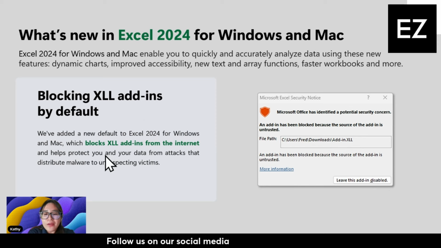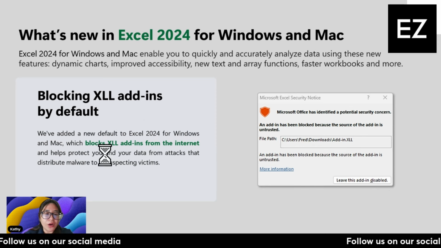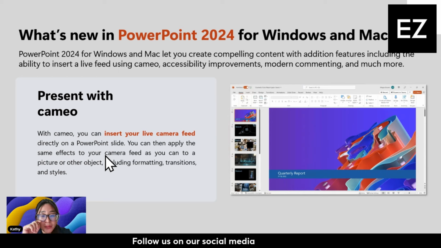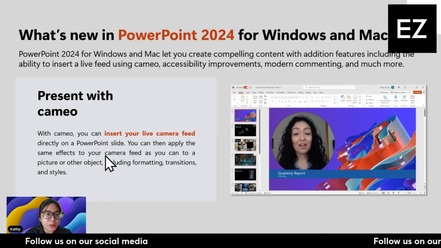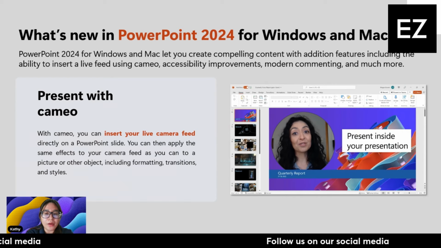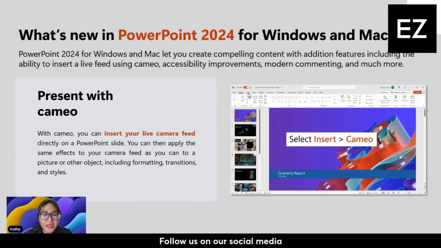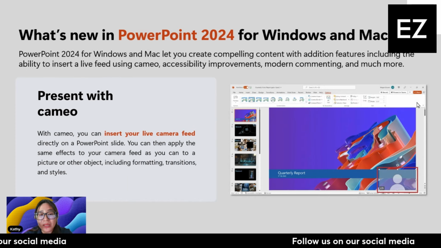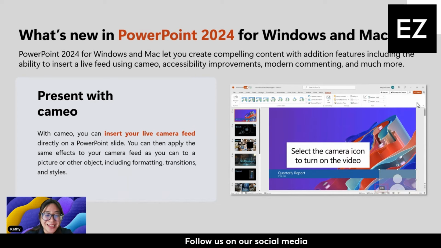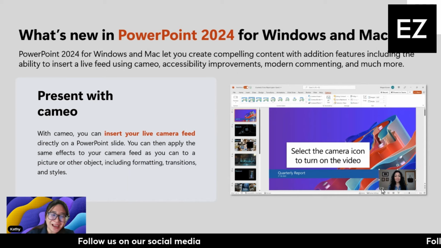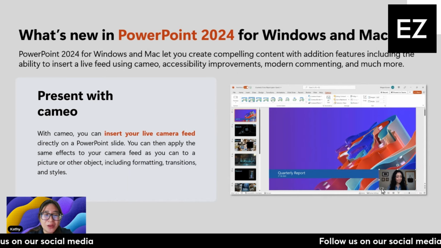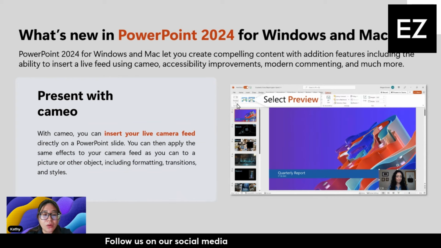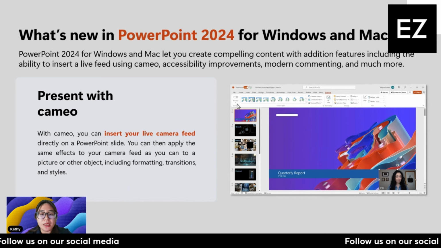One of my favorites would be PowerPoint. This is actually one of my favorite features in PowerPoint. With the new PowerPoint in 2024, you can present with Cameo. With Cameo, you insert your live camera feed directly on a PowerPoint slide, very similar to the live stream right now. When you have your camera there, you can add effects, add a background blur, or add different transitions and everything.